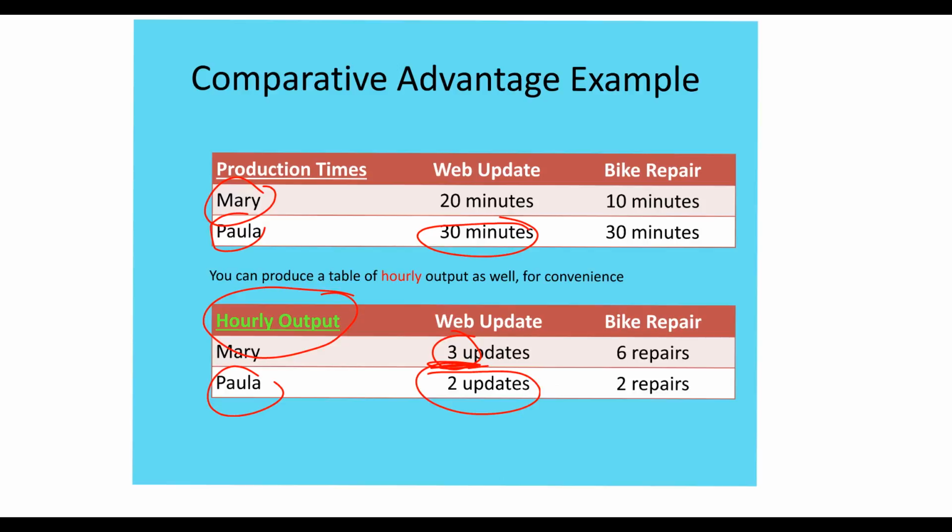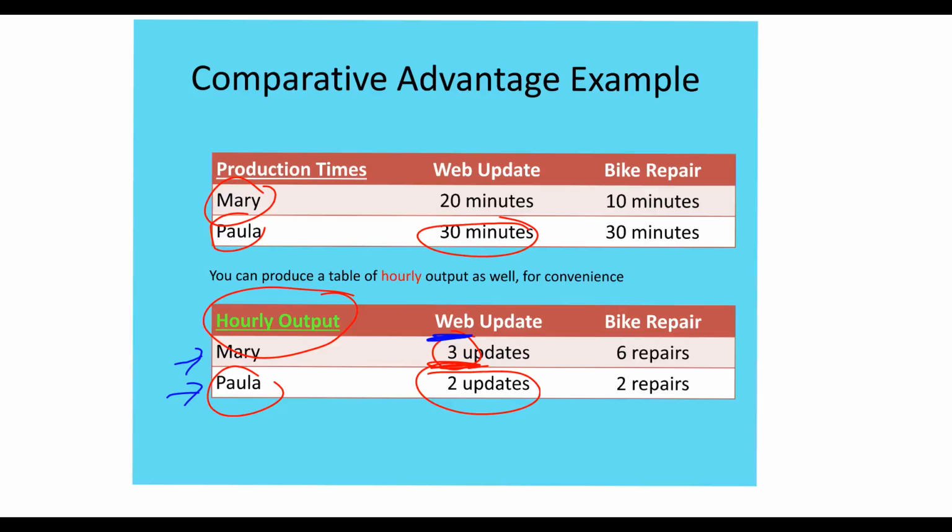So, for instance, from the hourly output table here, in an hour, Mary can do 3 updates, 6 bike repairs. So every time she does 1 web update, it's costing her 2 bike repairs. And then for Paula, every time she does 1 web update, it costs her 1 bike repair. So let's go back to Mary again.